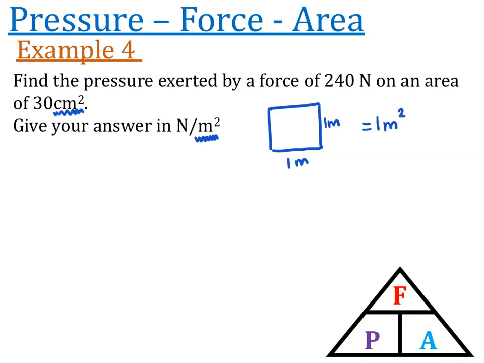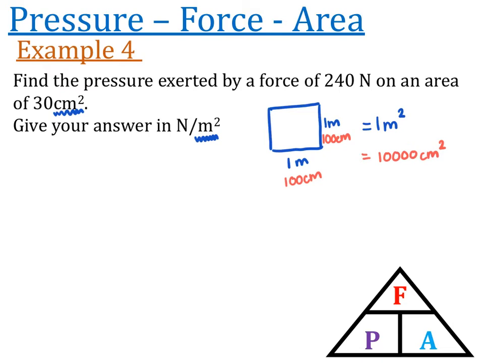But last time I checked, 1 meter is exactly the same as 100 centimeters. So I could say this is 100 centimeters and this is 100 centimeters. So the area would also be 10,000 centimeters squared. So I can now see that these two areas are equal to each other. 1 meter squared is the same as 10,000 centimeters squared.